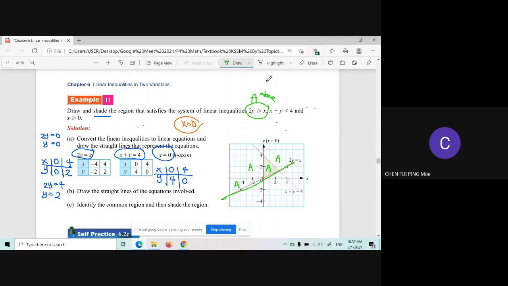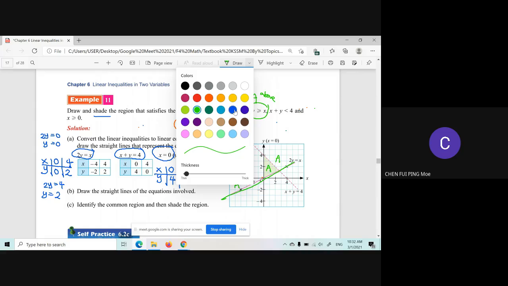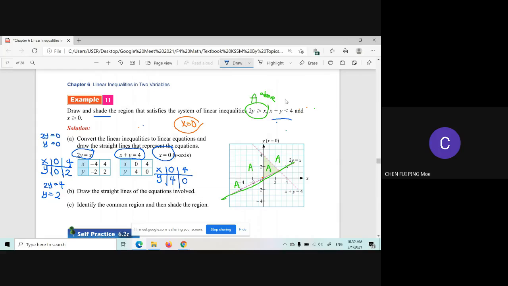Correct? So second region, I set it as region B. So which region is this? You need to know what the line is first. This one is the line. Now positive y less than, meaning that below. So we take the below for region B. Here is below, all is below.